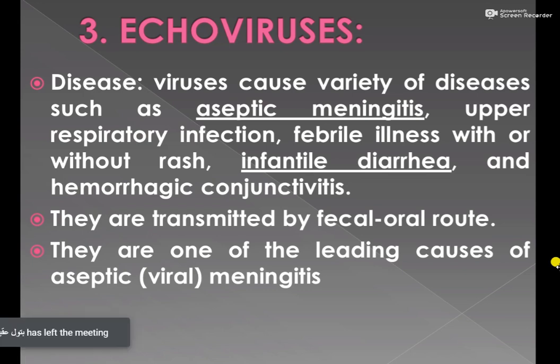Which virus that we mentioned previously causes conjunctivitis? We talked about adenovirus. Yes, thank you. And the ecovirus, the second one, also causes conjunctivitis. Ecoviruses are a wide range group, mainly transmitted by fecal oral route. They are one of the leading causes of aseptic viral meningitis.